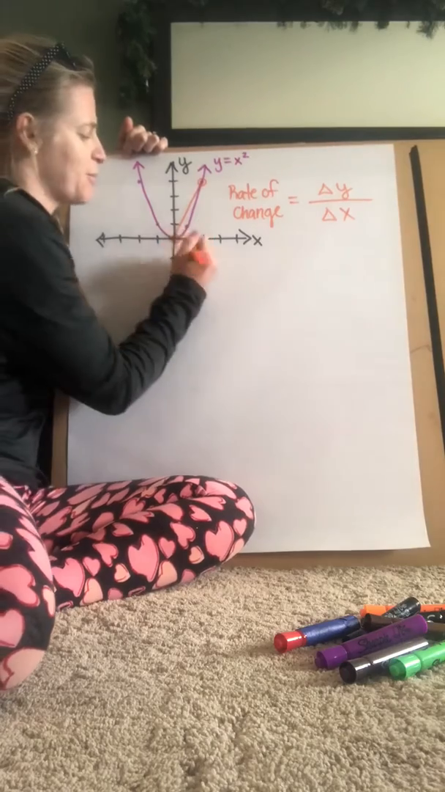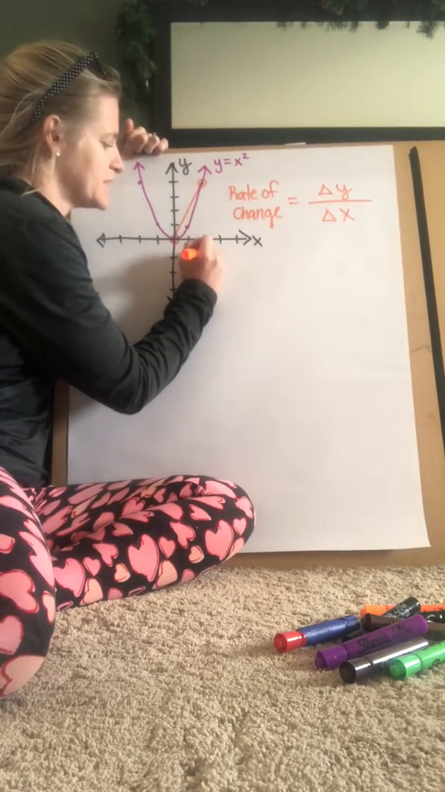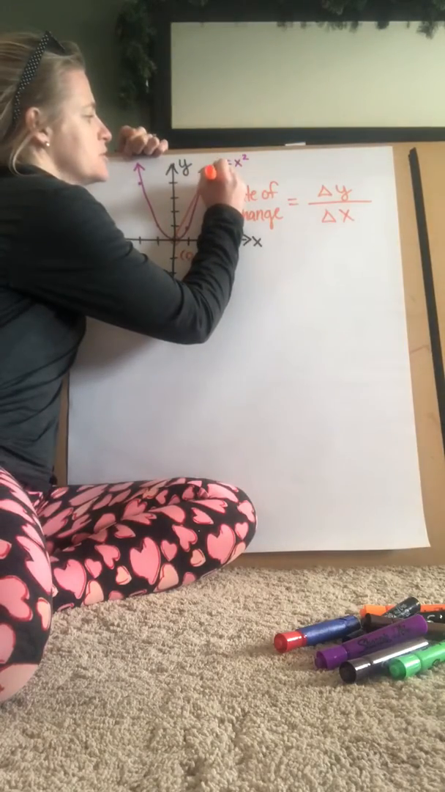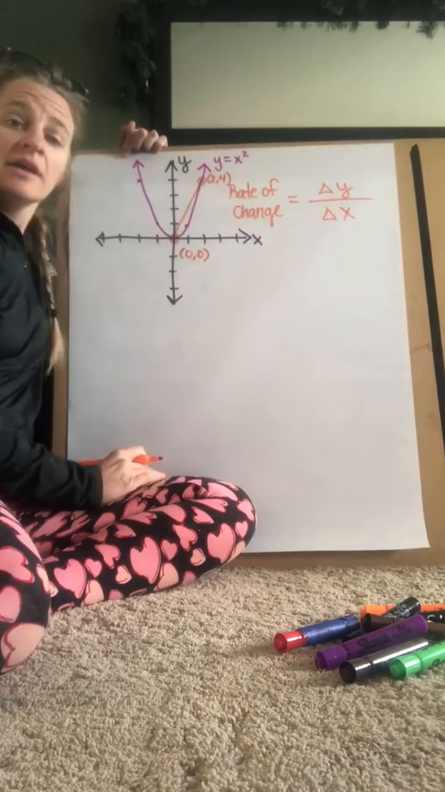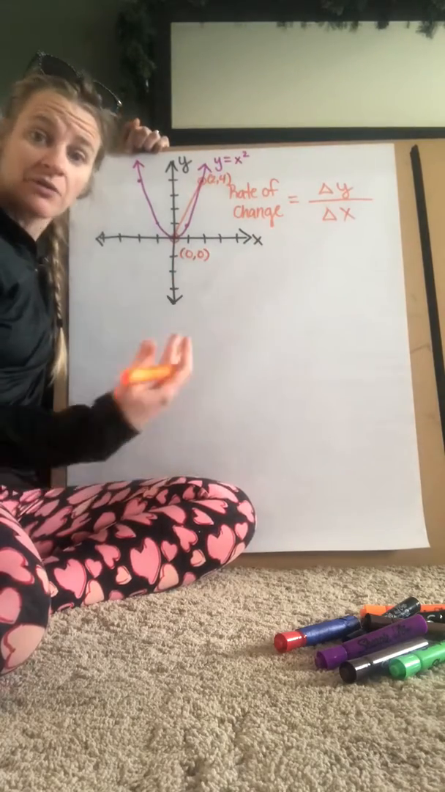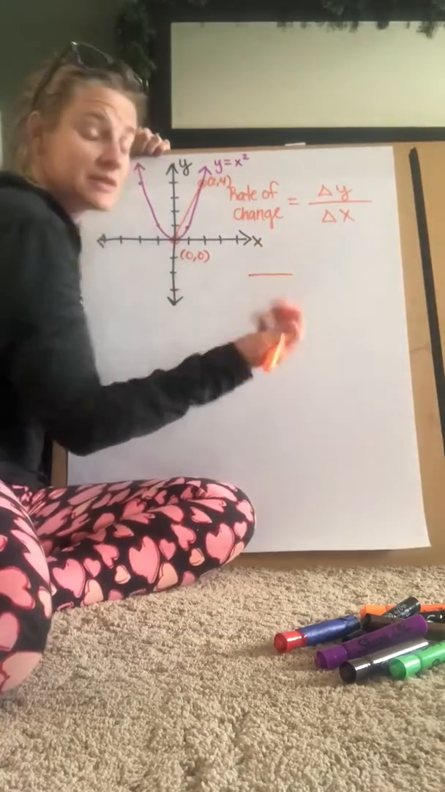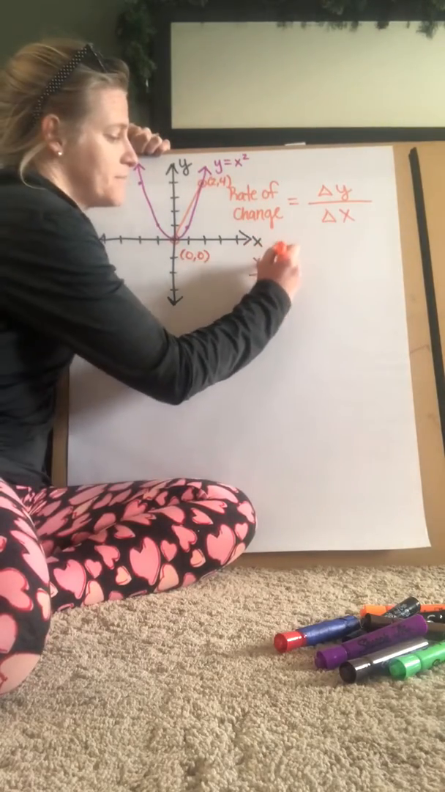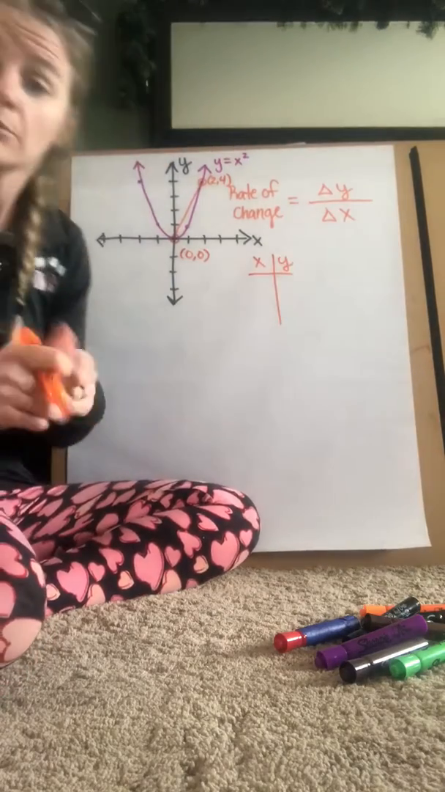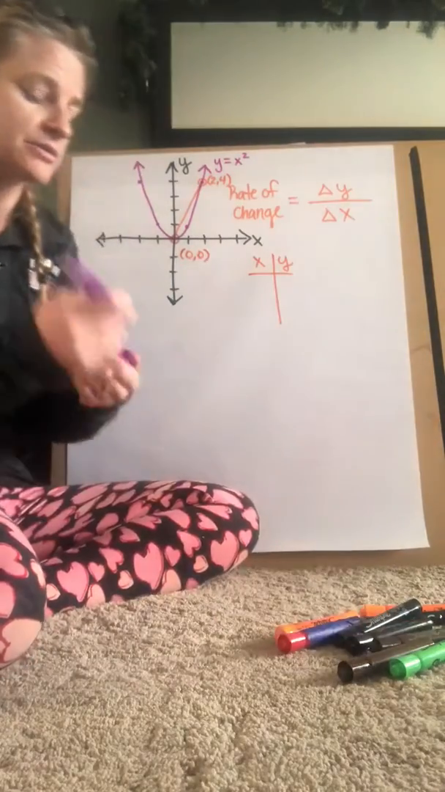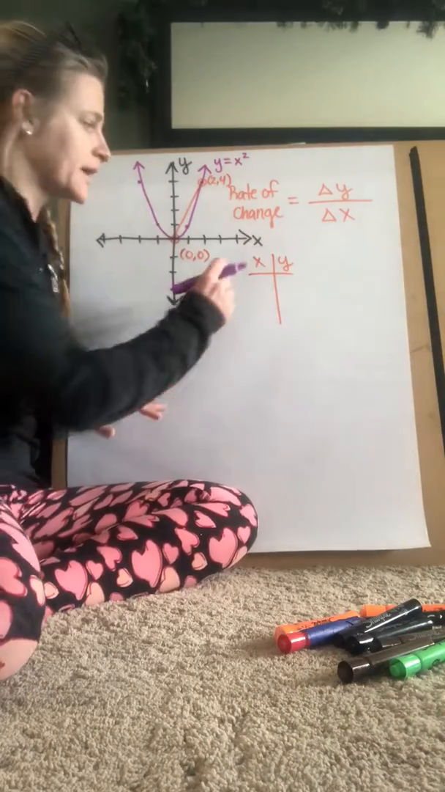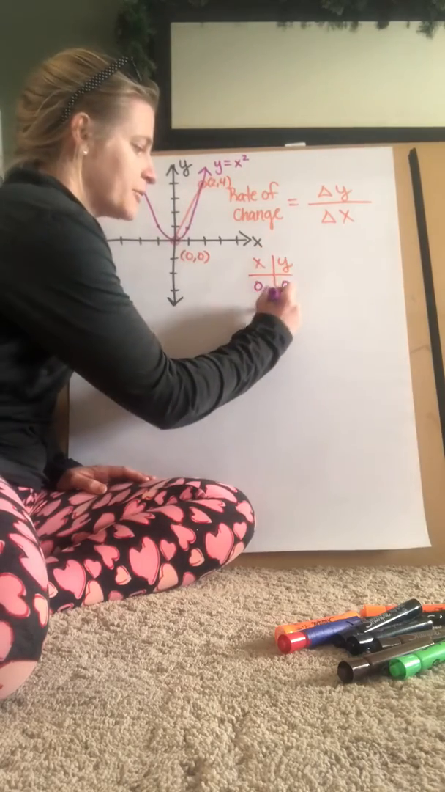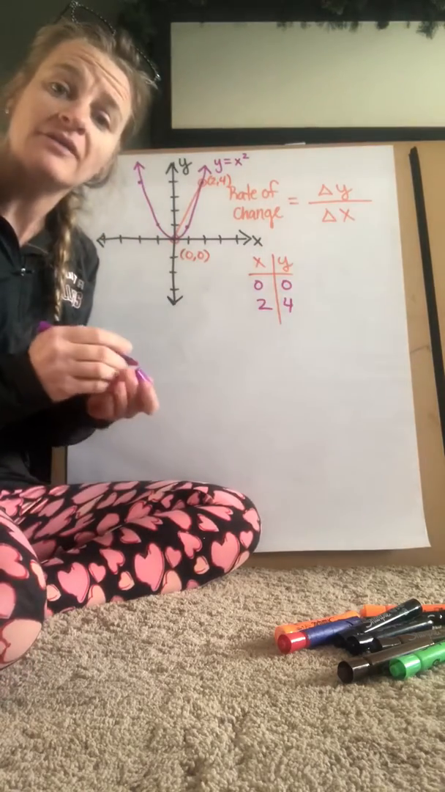So this first point, I'm going to start by labeling my points. This first point is 0, 0, right? And then this point up here is 2, 4. So I need to find the change in y over the change in x. Well, this is essentially going to turn into a table anyway. If I make my table to do my rate of change, right? This is from last year if you're in my 9th grade class, or this year if you're in my 8th grade class. My first point is 0, 0, and my second point is 2, 4. I can find the rate of change here.